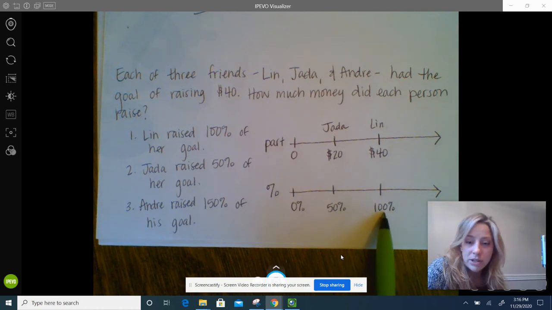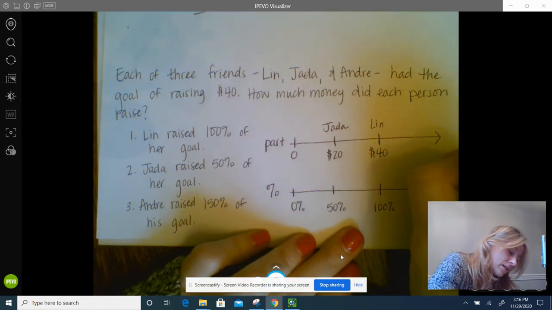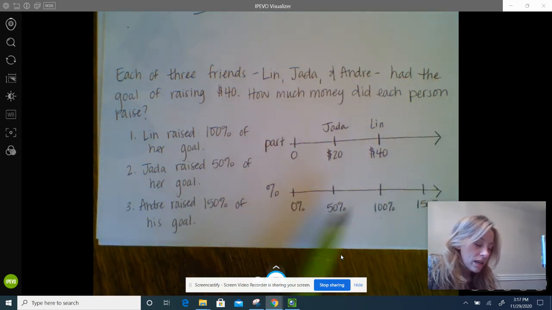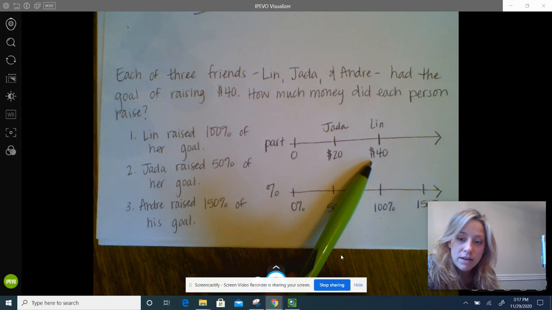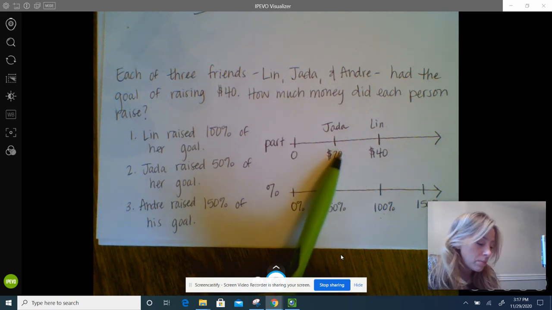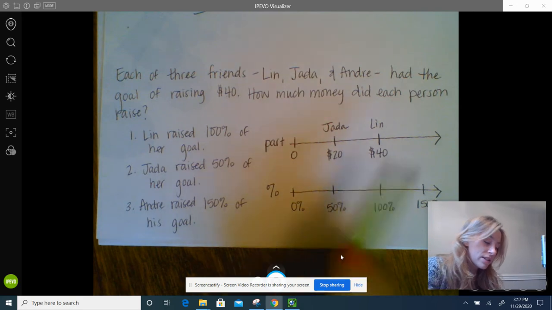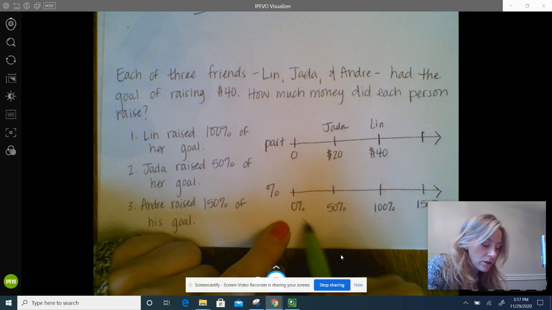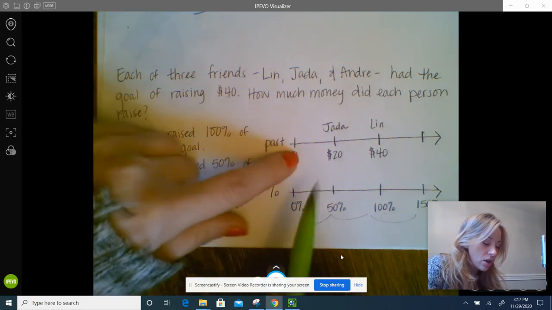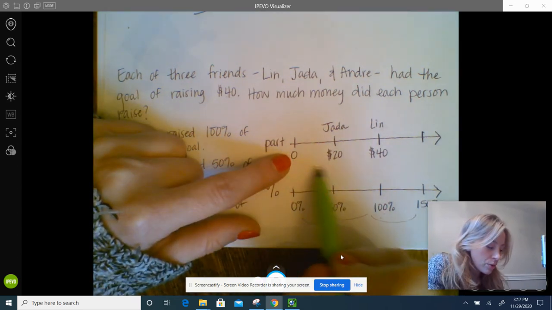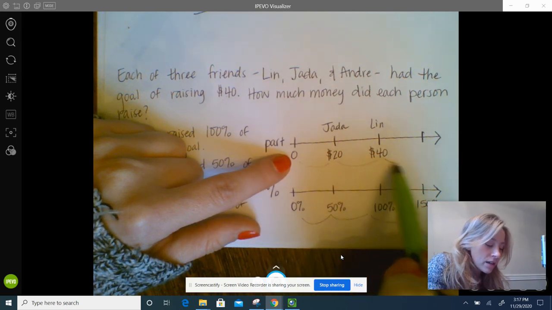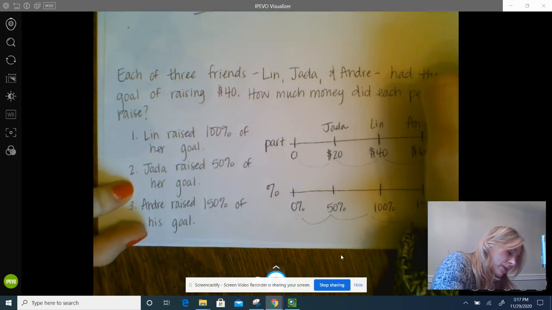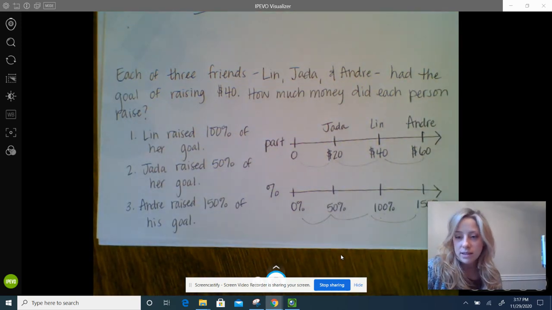Andre raised 150%. So he raised 100% plus an additional 50%, or 150%. So we can do a few things here. We can think of, well, 100% is 40 and 50% is 20. So 40 plus 20 would give us 60. Or we can think about it this way. Down on the bottom, I'm increasing by 50 each time. 50, 100, 150. What am I increasing by on the top? 0 to 20 is 20. 20 to 40 is 20. Plus 20 more would give us 60. So Andre raised $60.